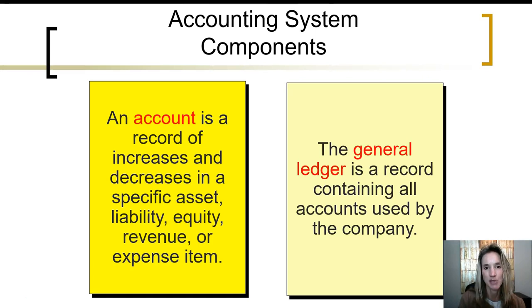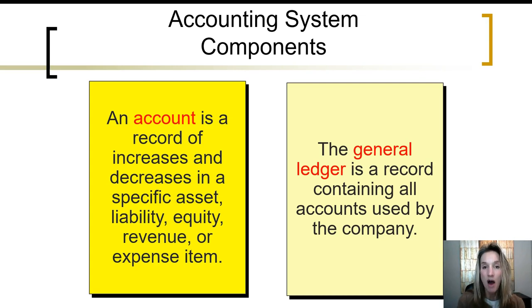So let's talk about a couple terms that I've used. An account is simply a record of increases and decreases to a specific asset, liability, equity, revenue, or expense item. When a business transaction occurs, it will affect one type of asset, liability, equity, revenue, or expense, and at the same time it will also impact another asset, liability, equity, revenue, or expense. And we keep track of all of these different types of elements in a separate account.